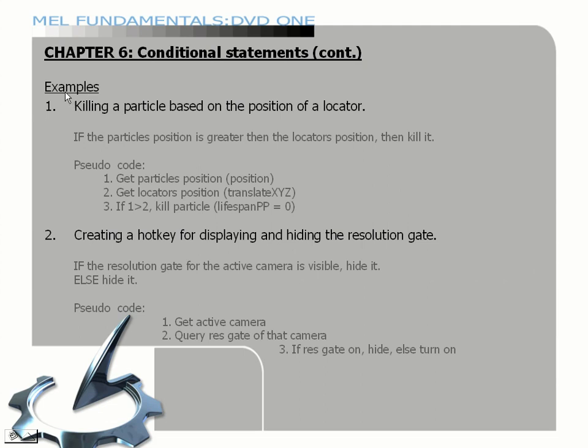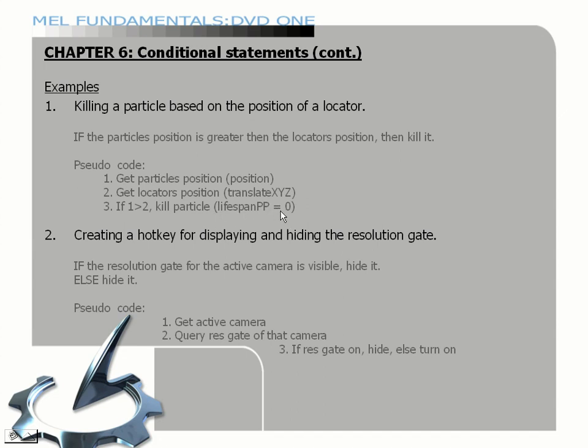Okay, so the first example here is killing a particle based on the position of a locator. The conditional statement that we're going to use in English is: if the particle's position is greater than the locator's position, then kill it. The pseudocode would be: first get the particle's position, put it in a variable, then get the locator's position, put it in a variable, and then compare those two with each other, meaning if the particle's position is greater than the locator's position, then kill the particle. And how do we kill particles? Well, we set the lifespan to 0 in this case.